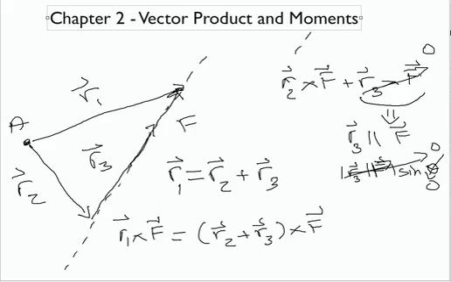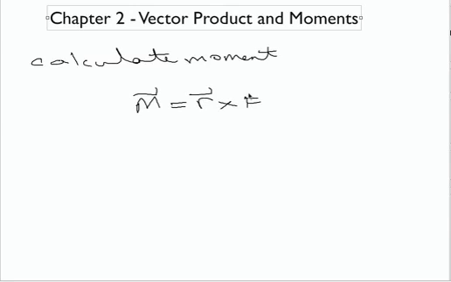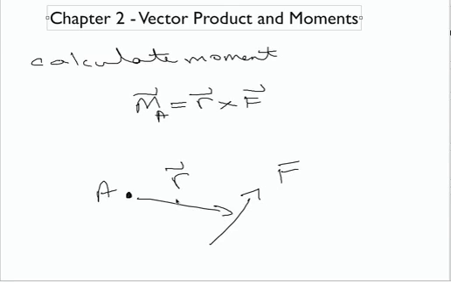All right. So let me erase this and rewrite this again. We calculate a moment by saying M is equal to R cross F, and this moment is about a point, so we pick a point A. So this would be the moment about A. We have our force F, and we can draw our position vector R from A to any line on the force to calculate our moment. From the previous thing we said, any particular R value that we choose will give us the same moment.